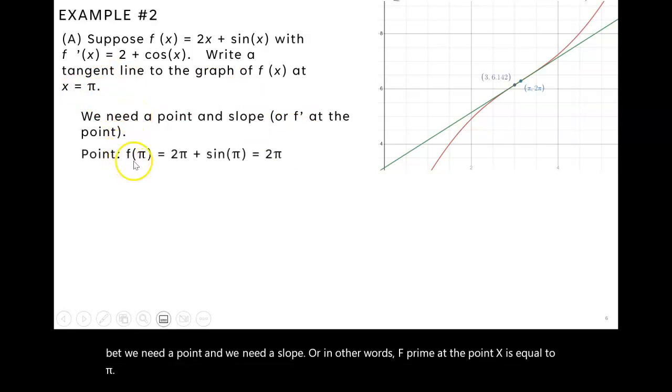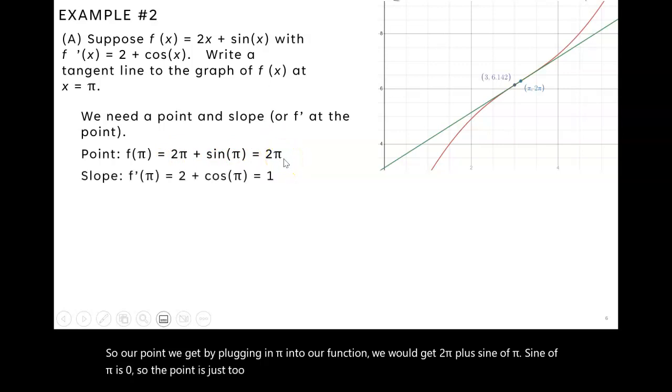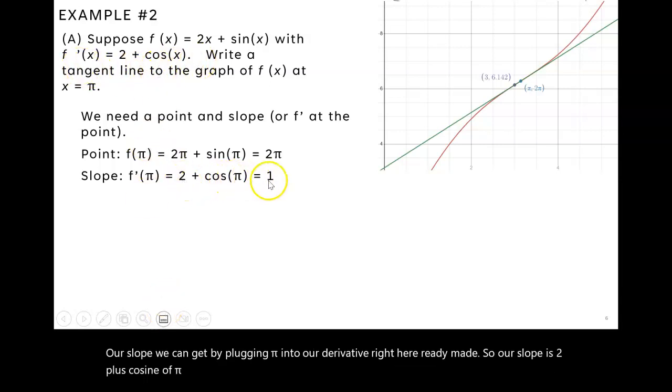So our point we get by plugging in pi into our function. We would get 2 pi plus sine of pi. Sine of pi is 0, so the point is just 2 pi. And our slope we can get by plugging pi into our derivative right here, ready-made. So our slope is 2 plus cosine of pi. Cosine of pi is -1, so we get 1 overall as our slope.